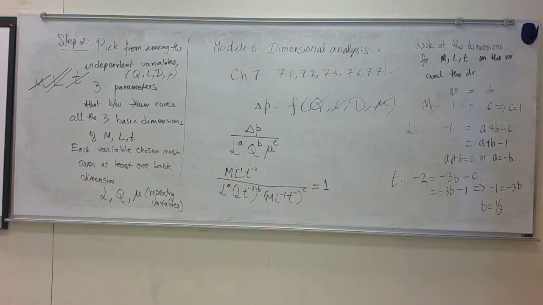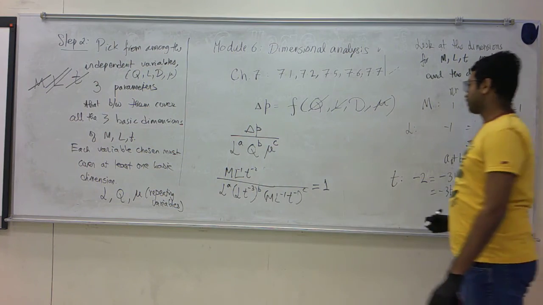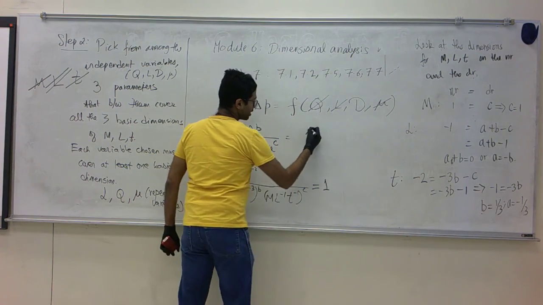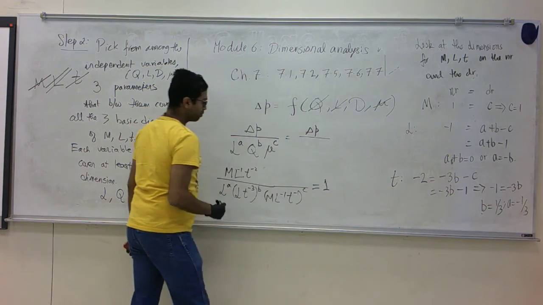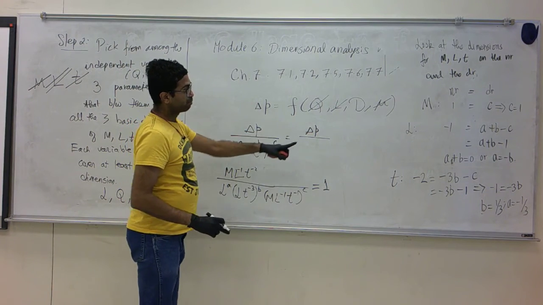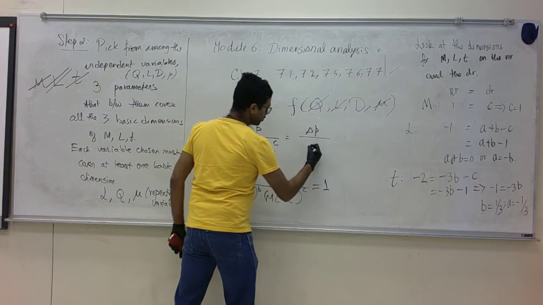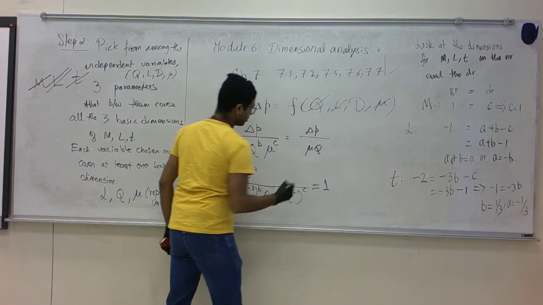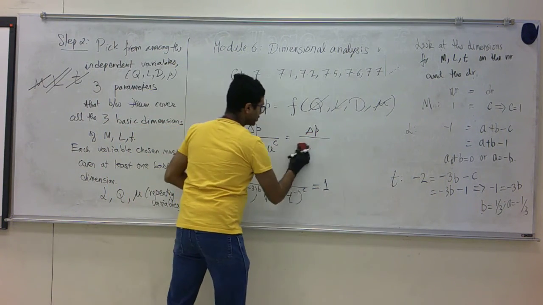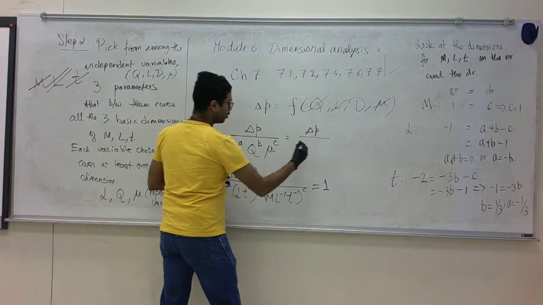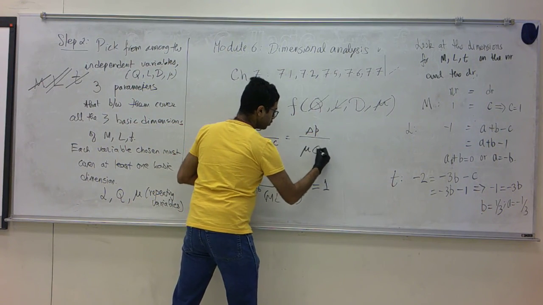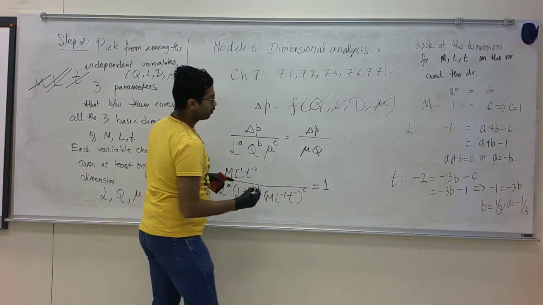Then if B equals 1/3, A must be minus 1/3. So what do I have here? This is delta P divided by length power 1, and then mu times Q power 1/3.